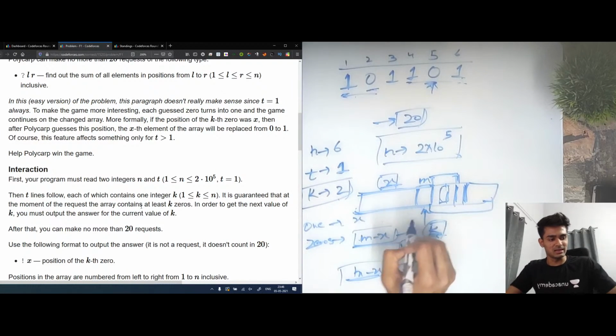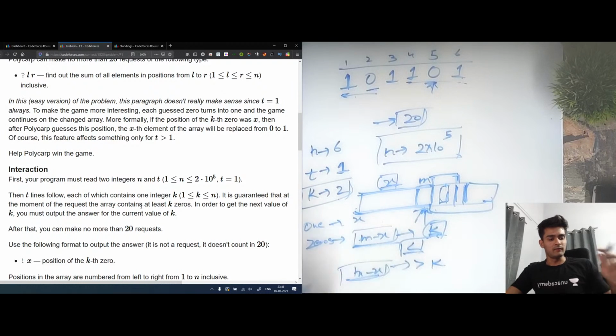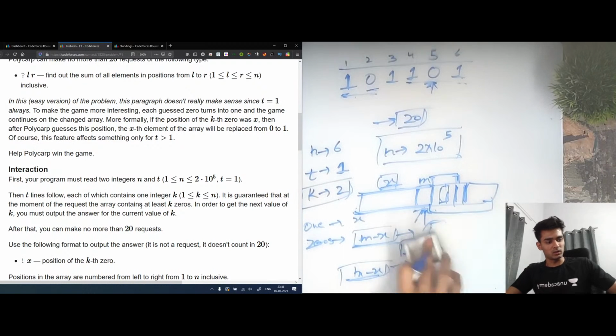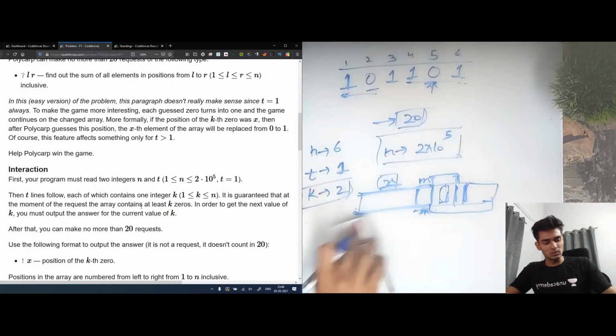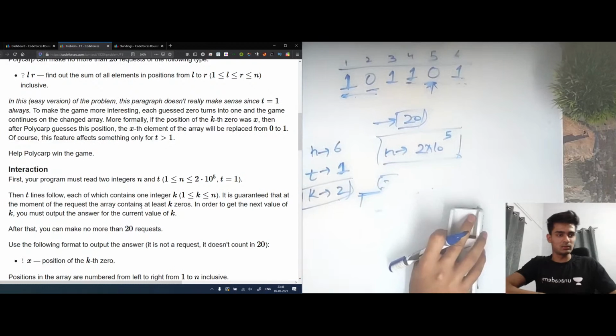So as you can see, this is actually binary search, because we take one index and check how many zeros we have till that index. If the required number of zeros is greater than that, we move in the right direction. If the number of zeros is lesser, then we move in the left direction. So that is all you have to do. I'll show the code so that you can see how this is implemented.